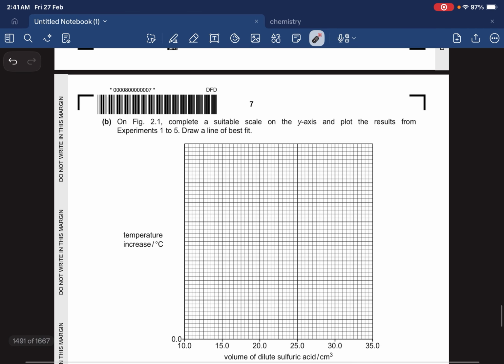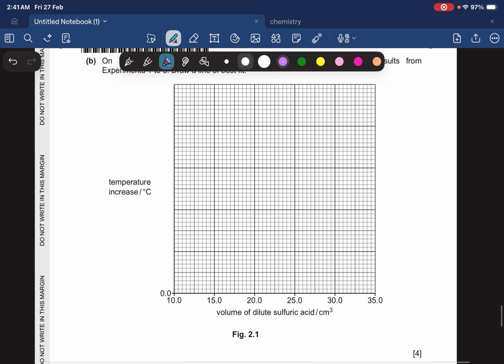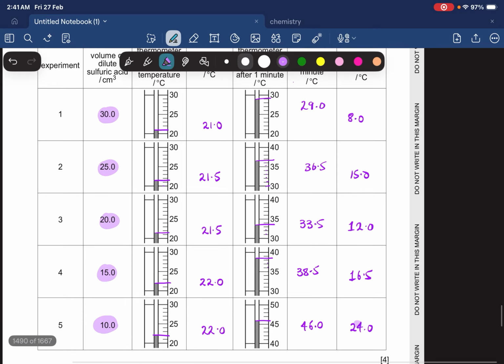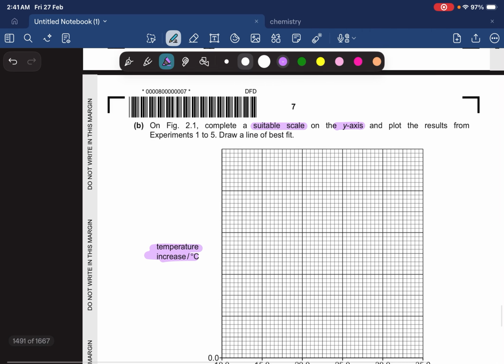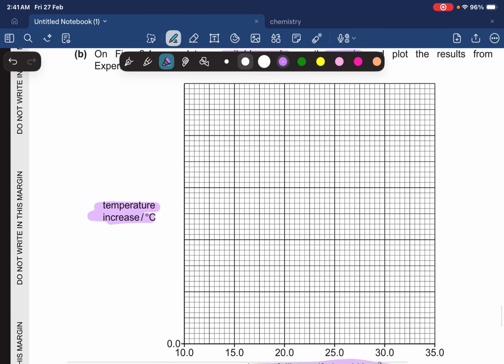Okay, so now I have to complete a suitable scale on the y-axis and plot the results from experiment 1 to 5, and draw a line of best fit. So they've given me the volume of dilute sulfuric acid. They've plotted it for me. I just need to plot the temperature increase. So my highest value is 24 and my lowest value is 8. So I have to start it from 0. So I have to choose a scale.